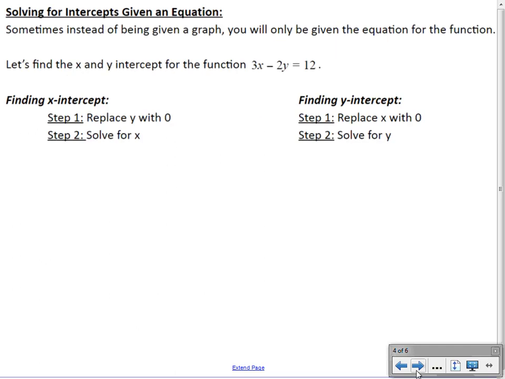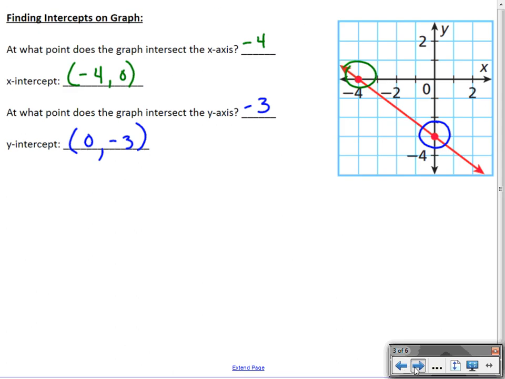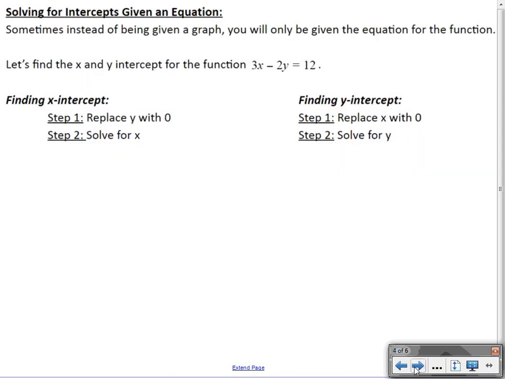Let's look at another example. So graphically, finding x and y intercepts is very straightforward. You're just looking to see where it crosses the axis. That's pretty easy. It gets a little more challenging when we don't have a graph anymore.